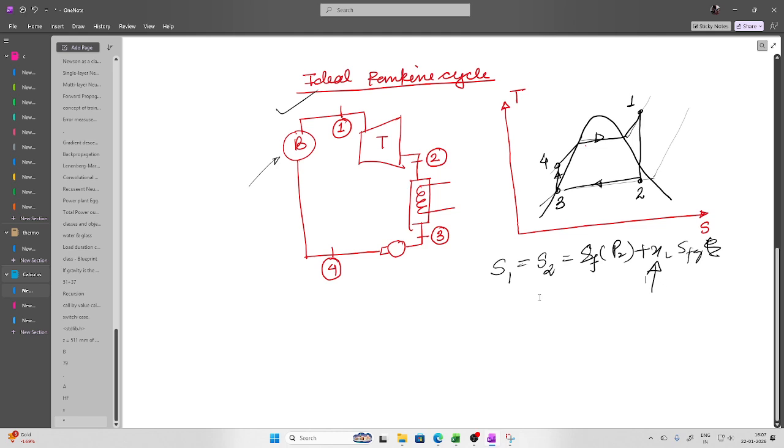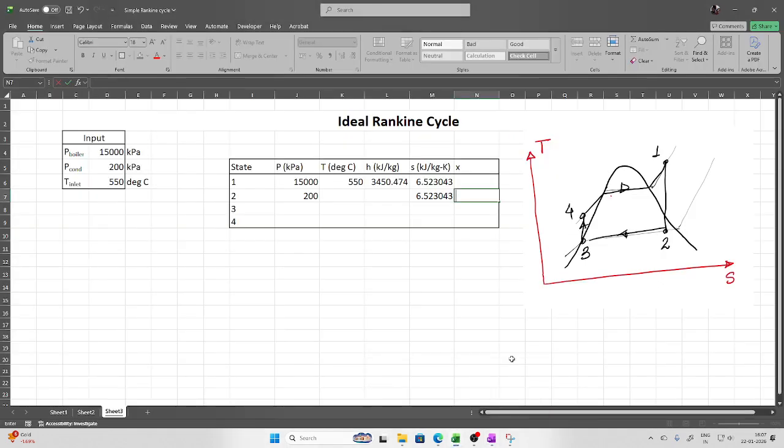But as we are using Excel, we can do it directly. That is, dryness fraction x based on pressure and entropy for water. So this is the pressure and this is the entropy. So the dryness fraction at point 2 comes out to be 0.892114. So now it is clear to us that the state is inside the vapor dome.